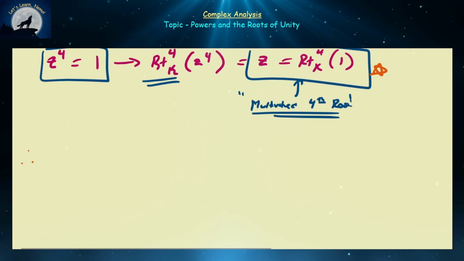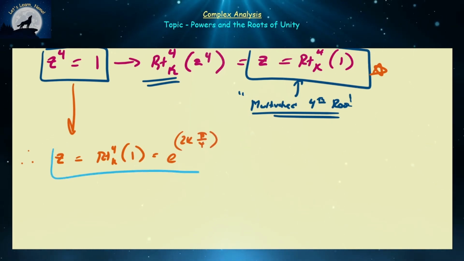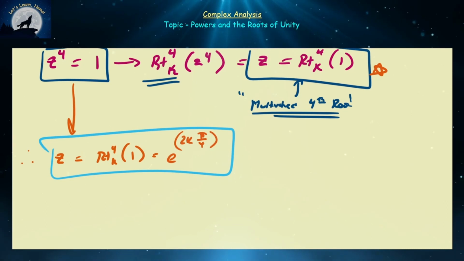So that means if we want to solve this equation, z is just going to be equal to the fourth root of 1, which by definition is just going to be equal to e to the power of 2k times pi over 4, from our calculation. We already know this is going to simplify, but I'm going to just leave it like that.